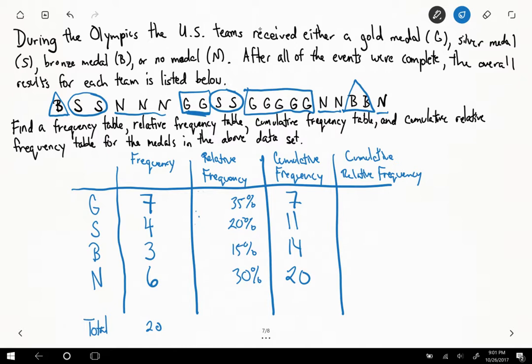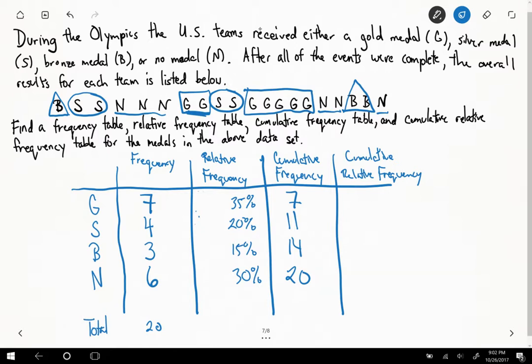Okay? So now what is the cumulative relative frequency? So it's basically we're doing the cumulative frequency, and then we're taking those as a percentage every time. And by the way, if you notice, like the cumulative frequency, people ask, well, what could that tell us? Notice if we look at the bronze row, that tells us that the U.S.